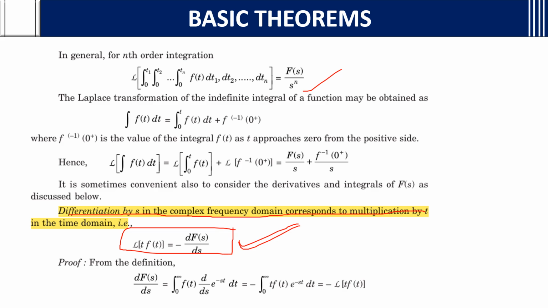Proof: by definition, d by ds of F of s is equal to integral 0 to infinity f of t into d by ds of e power minus st dt. That is equal to minus the Laplace transform of t into f of t. So this can be written as the Laplace transform of t into f of t is equal to minus d by ds of F of s. So you need to remember this formula. This is very important: the Laplace transform of t into f of t is equal to minus d by ds of F of s.